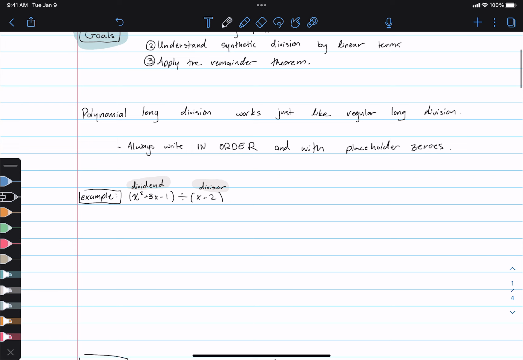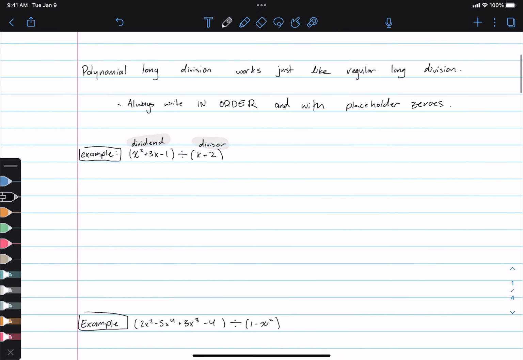Hello again, math people. So I just wanted to go over section 2.4 today, and that's dividing polynomials. Our objectives for today are going to be to understand long polynomial division, to understand synthetic division by linear terms, and to apply the remainder theorem.